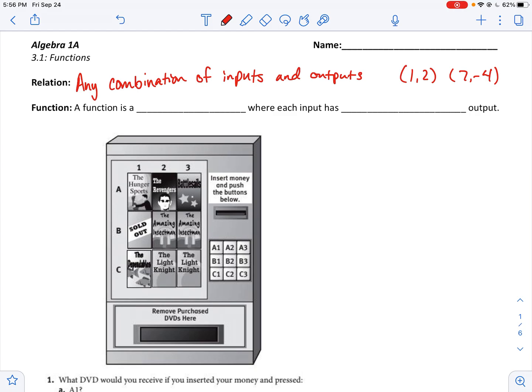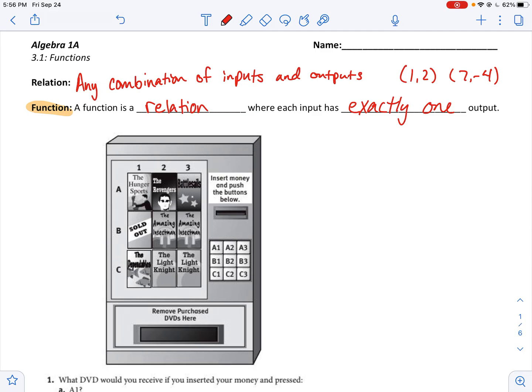But our big focus today, and for this week, the big idea is about functions. A function is a relation where each input has exactly one output. That's a question you're going to be asked a lot. How many outputs? Exactly one.